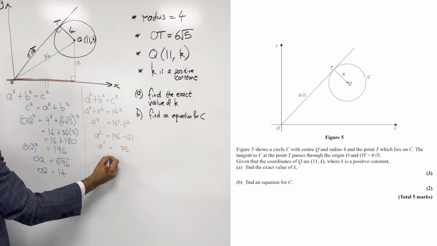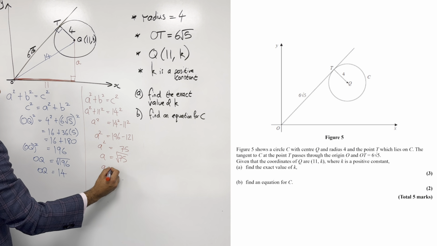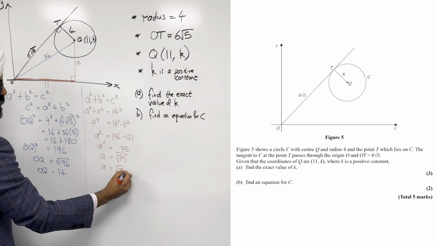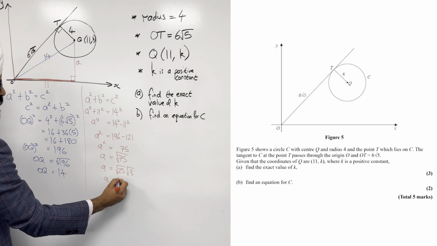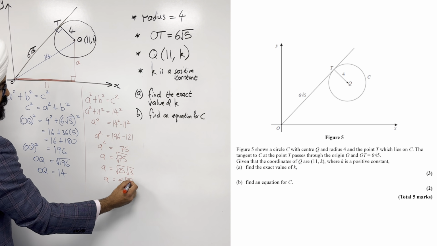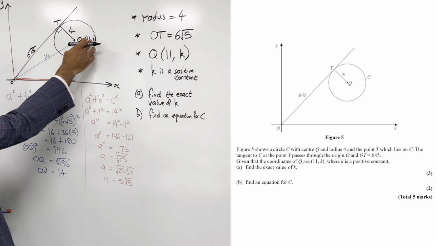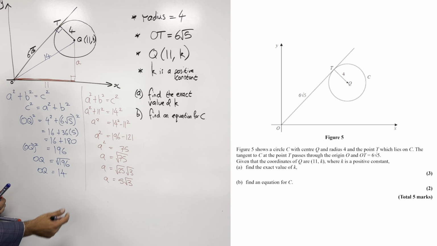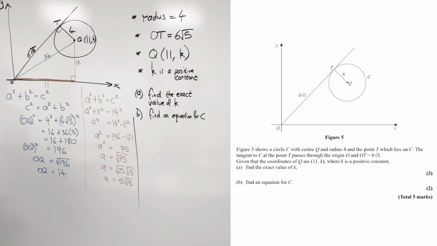I know that a squared is equal to 75. A is going to be equal to the square root of 75. A is equal to the square root of 25 times the square root of 3. A is equal to 5 root 3. In part A, we worked out that this value of k is 5 root 3. I'm going to use that information now to answer part B, which is find an equation for C.